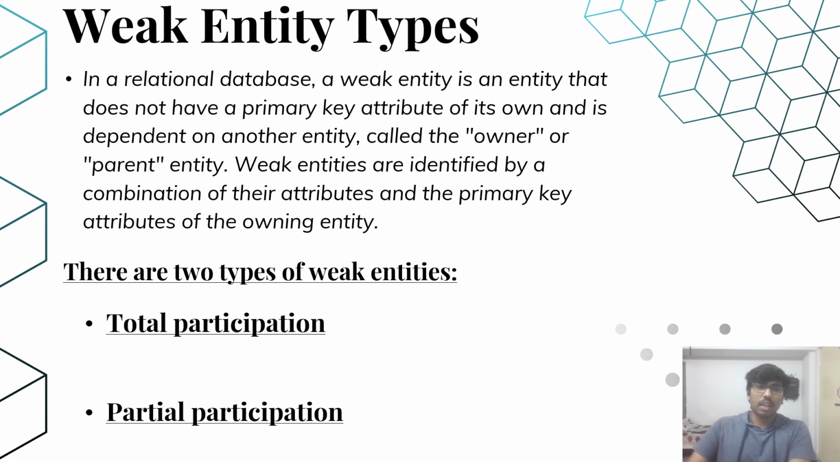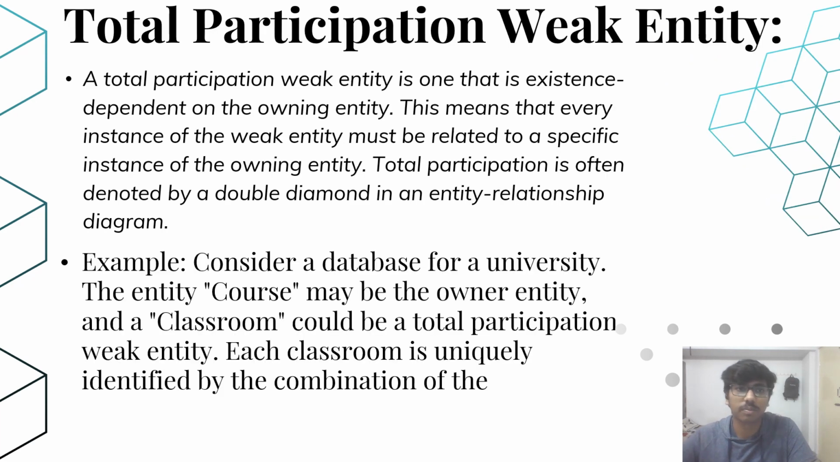Weak entity types. In a relational database, a weak entity is an entity that does not have a primary key attribute of its own and is dependent on another entity called the owner or parent entity. Weak entities are identified by a combination of their attributes and the primary key attributes of the owning entity. There are 2 types of weak entities, total participation and partial participation.